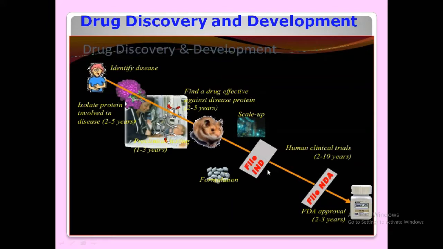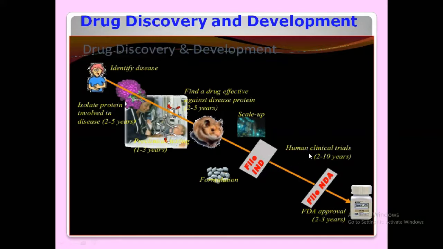Once the drug is formed, it should be filed with the IND. That is the organization responsible for giving permission for the drug to enter the market. You have to file the name of the drug and the composition of the drug with the IND. Once the IND is approved, it means the drug is working properly in the animal system with no problem, so this drug can be permitted for human clinical trials.